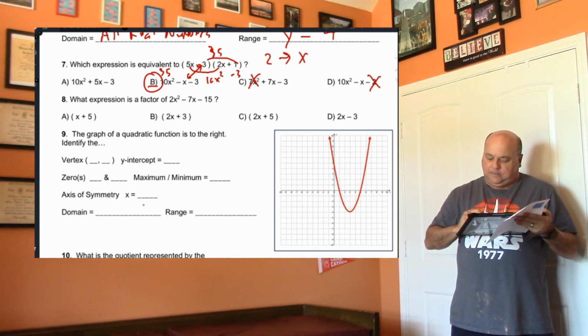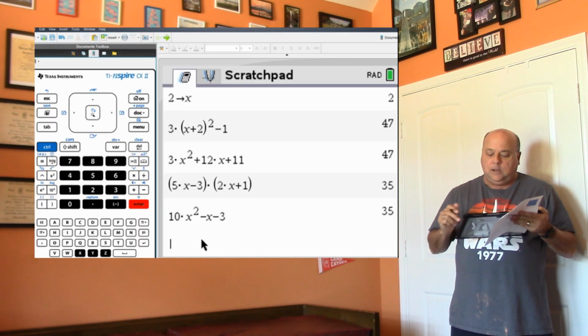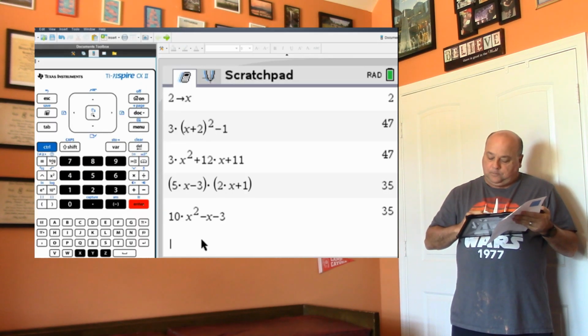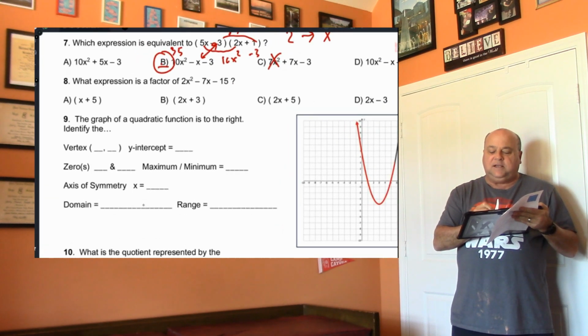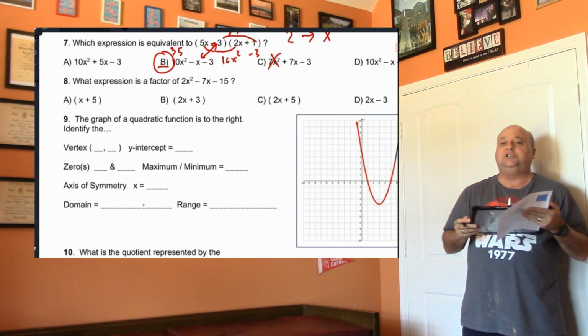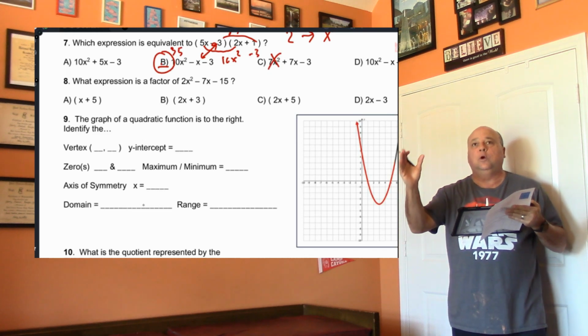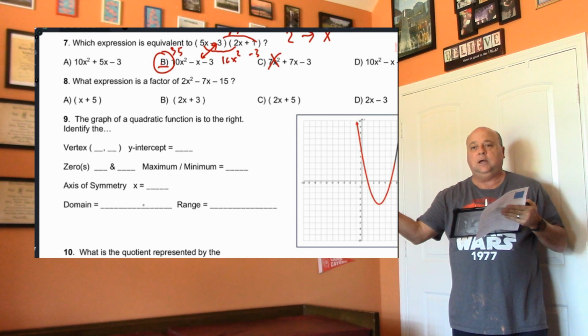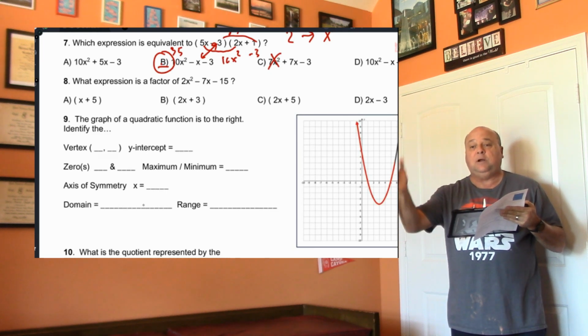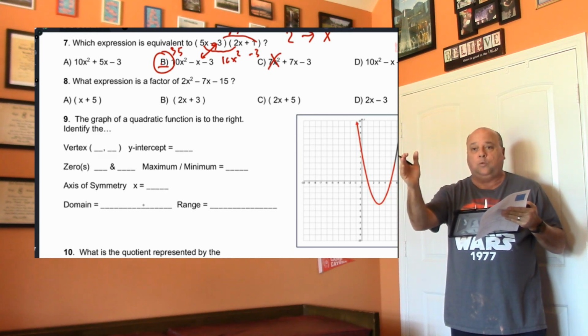Let's go to number 8. Okay, let me go over here to number 8. We need to factor this, and it's going to be one of these expressions. I'm going to show you how to do it with a calculator way. Then I'm going to show you how to do it by hand, okay? This is not easy, but if you can do it on the calculator, it's going to work.